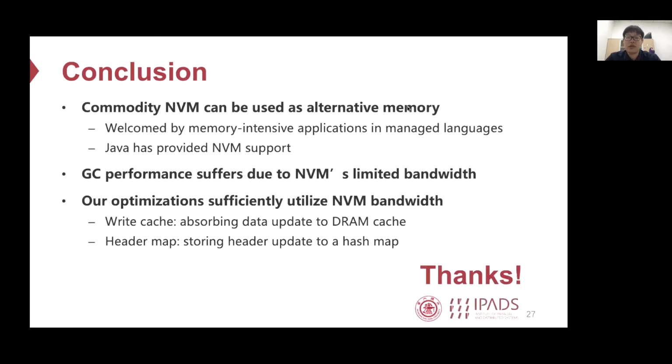Okay, to conclude, the commodity NVM can be used as alternative memory devices, which is welcomed by memory-intensive applications in managed languages. However, GC performance actually suffers due to NVM's limited bandwidth. Our optimizations sufficiently utilize NVM bandwidth by introducing two designs, write cache and header map, to separate the read operations and write operations.